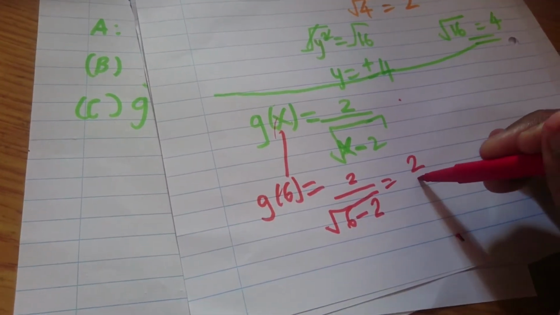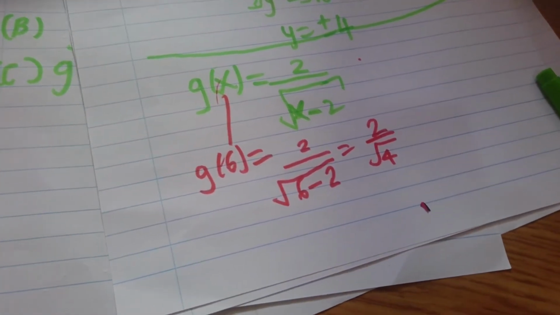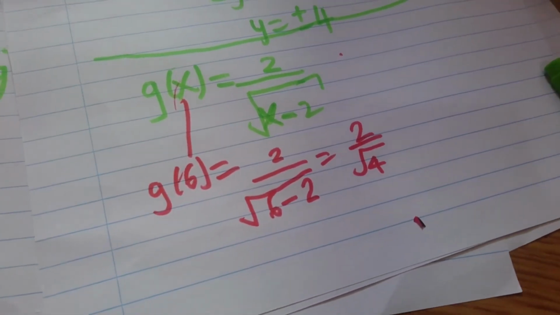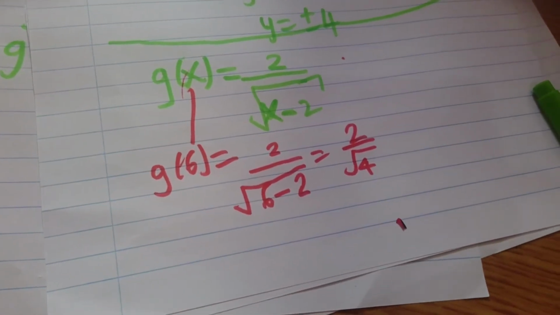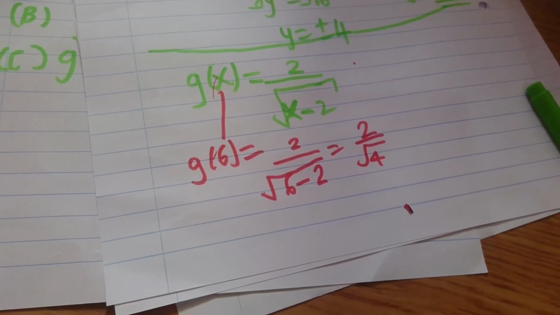So we get 2 and then square root of 4. So guys, you tell me, if you square root 4, what you're going to get? Plus or minus 4, only 4. I give you 1 second to think. Give me the answer. 1, 2, 3. Plus or minus 2.